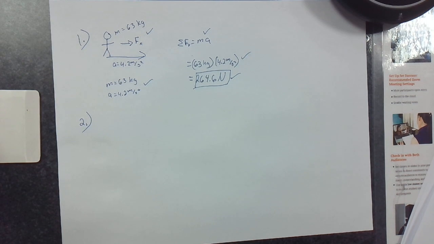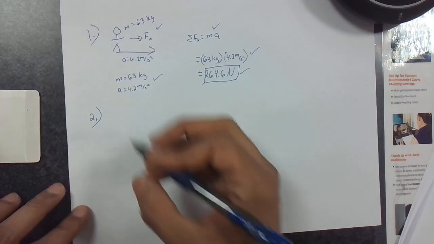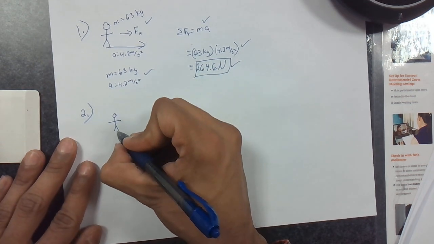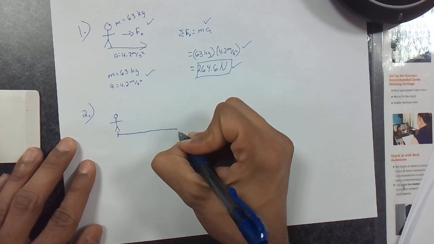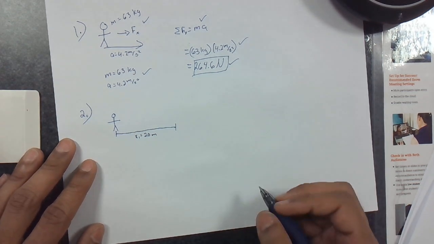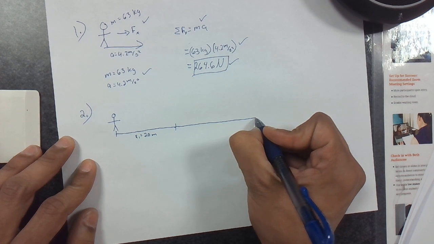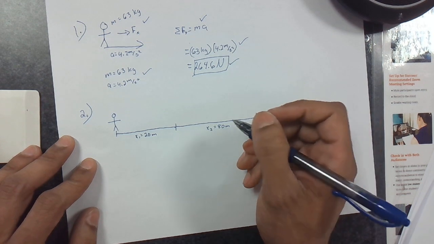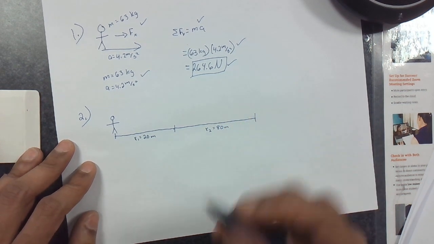If the sprinter from the previous problem accelerates at that rate for 20 meters and then maintains that velocity for the remainder of the 100-meter dash, what will be his time for the race? Okay, so let's draw out another free body diagram for this. We have our runner. He accelerates for 20 meters. So for the first 20 meters, we'll call that x1. He's accelerating. And then for the remaining 80 meters, x2, he doesn't have an acceleration, so he has a constant velocity.